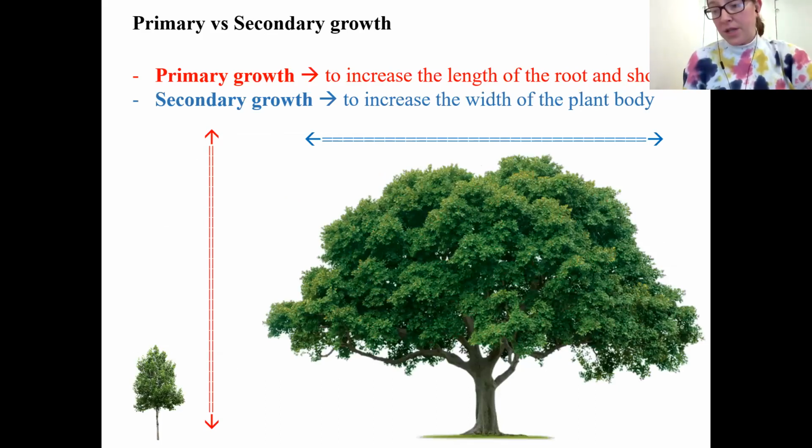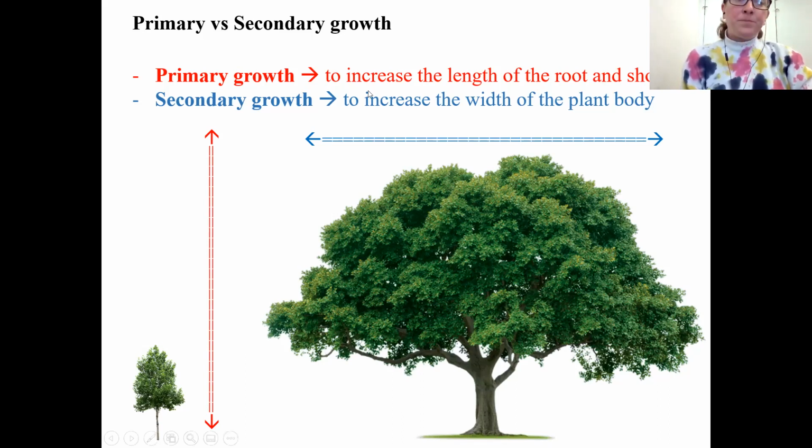But then there is also secondary growth, and secondary growth is to increase the width of the plant, to make it more thick. Because let's put it this way, if you're going to be a giant tree, like a 100-foot tree, you can't just only increase in length, because you'll fall over. You have to also increase in width in order to get to be a 100-foot tall tree.